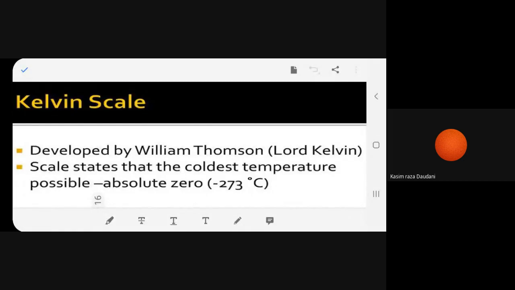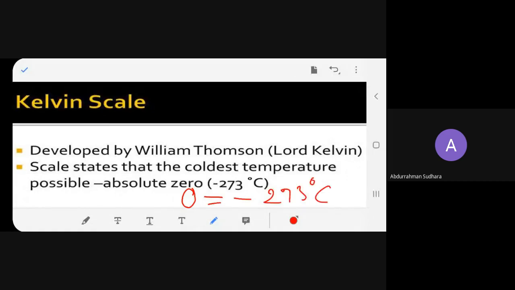This is the conversion formula, beta. This is the conversion theory. Now who made this Kelvin scale? William Thomson. Actually, he was given the lordship, the award as Lord Kelvin. According to the Kelvin scale, the coldest temperature, that is 0 degrees, is equal to minus 273 degrees Celsius. So what is 0, beta? 0 is equal to minus 273 degrees Celsius. Is it clear?